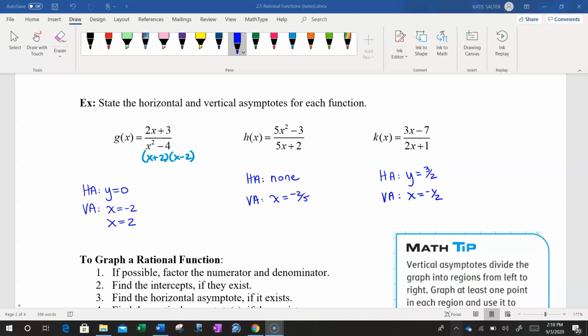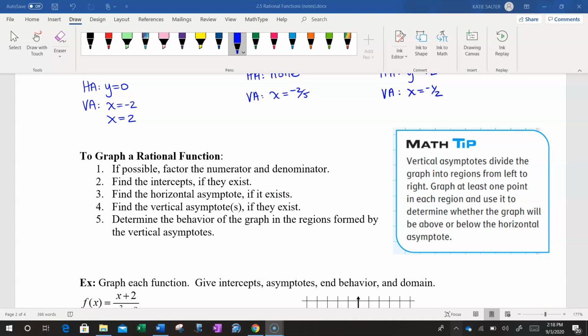The second one, for h of x, does not have a horizontal asymptote because the numerator degree is dominating. Therefore, this function goes off to infinity or negative infinity. Vertical is at x equals negative 2/5. And the last one, they are both linear expressions, so when we do the leading coefficient of the numerator divided by the leading coefficient of the denominator, our horizontal asymptote is at y equals 3/2. Set the denominator equal to 0. Our vertical asymptote is at x equals negative 1/2. And we should be able to do this without technology. We used the technology on the first page to help us discover why we have horizontal asymptotes.